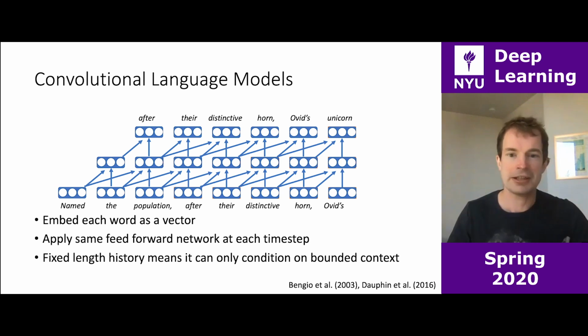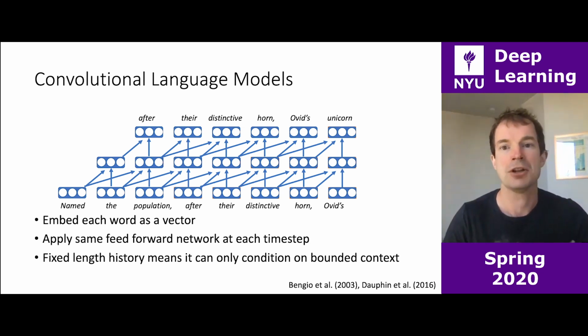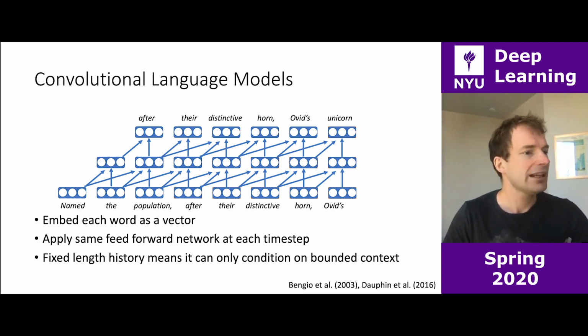And these models were, I think this is maybe the first neural language model, from Bengio in 2003. These convolutional approaches were actually shown to work quite well by Yann Dauphin in 2016 if you apply modern deep learning techniques. These models are very fast, which is great. I should say speed is very important for language modeling because typically we use huge amounts of training data.